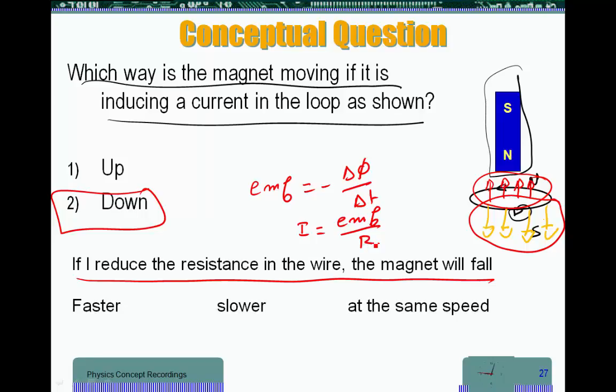Now, the larger the current, the larger the red magnetic field that's induced due to that current. The larger that magnetic field, the bigger is the force that's going to oppose the downward motion of the magnet. So in other words, if we reduce the resistance, we get the magnet to move slower. Why? Because we have a bigger current resulting in a bigger induced magnetic field.